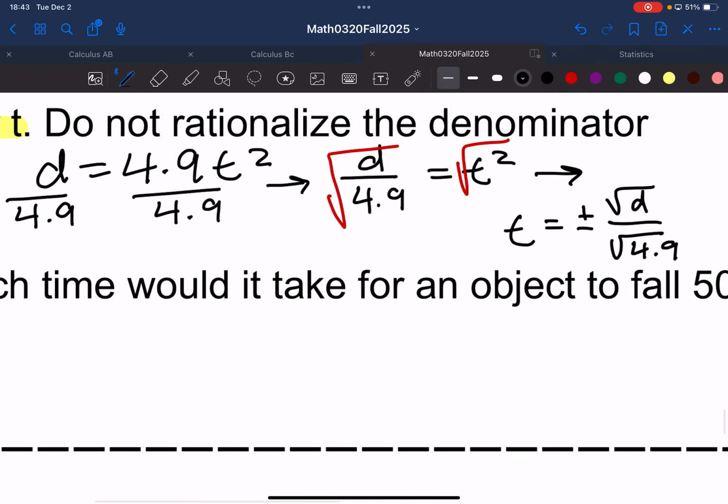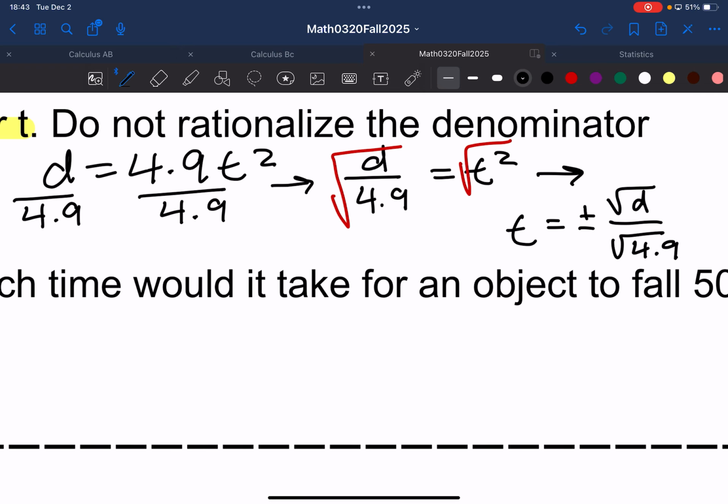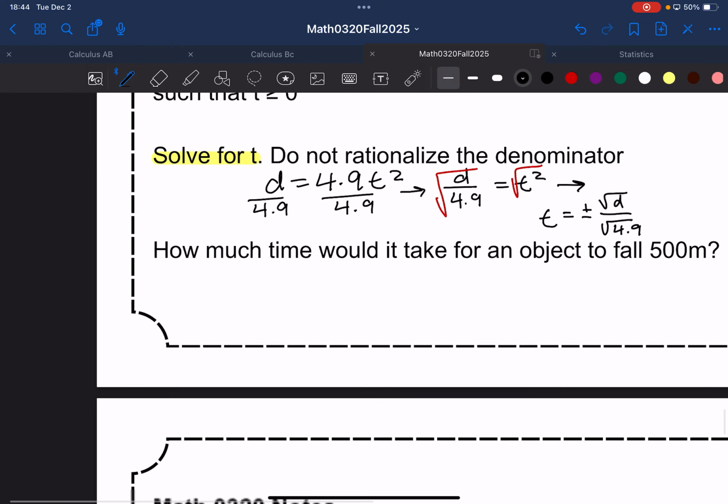Let me zoom back in. Okay, so t is equal to plus or minus the square root of d over the square root of 4.9. Remember, the idea of literal equations is to manipulate the equation to be solved for another variable. And that's what we did. Instead of it being solved for d, it's now being solved for t. Then we're going to use that equation to answer the last question.